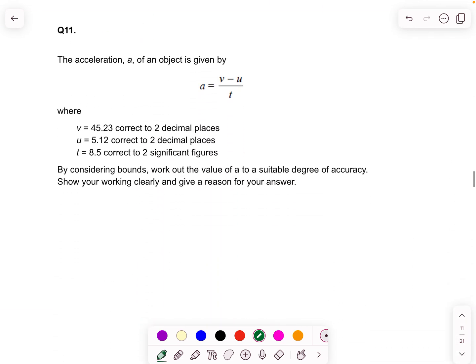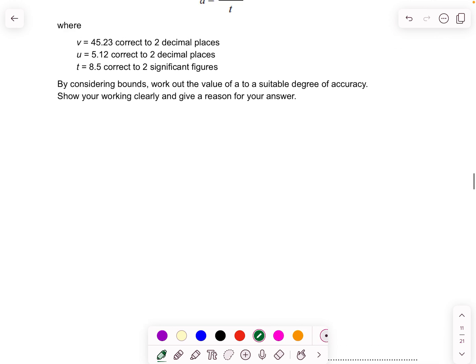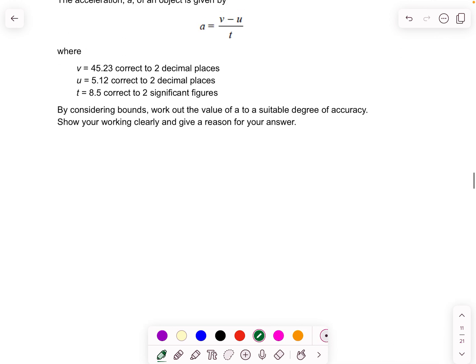Okay, this one, most of you got marks on this because you got 2 marks for finding all the correct upper and lower bounds. So let's draw ourselves a little grid. So lower bound, upper bound.